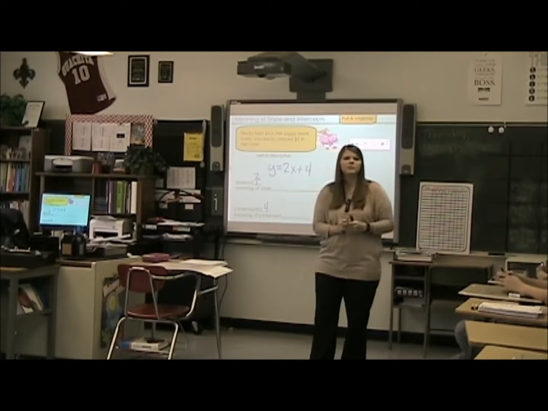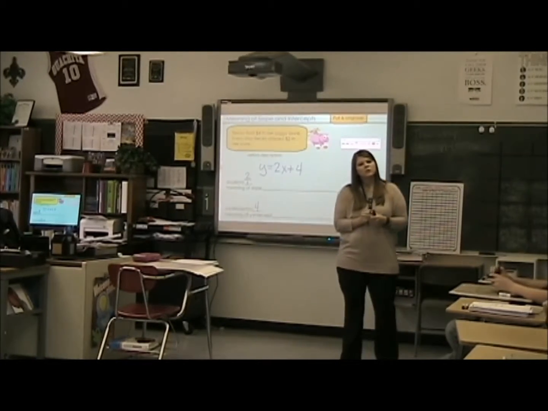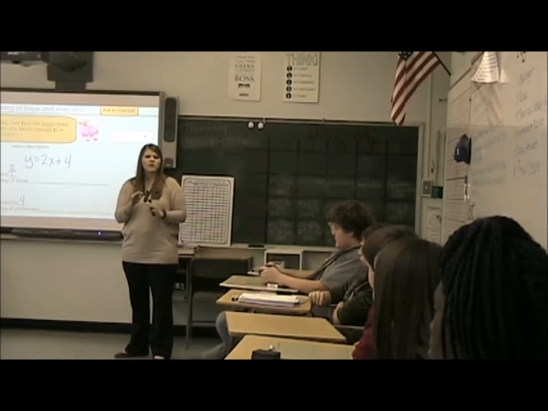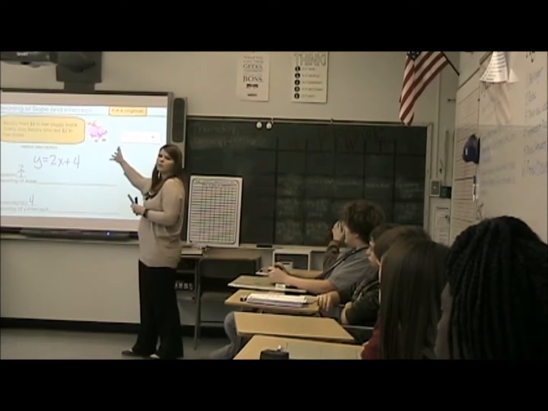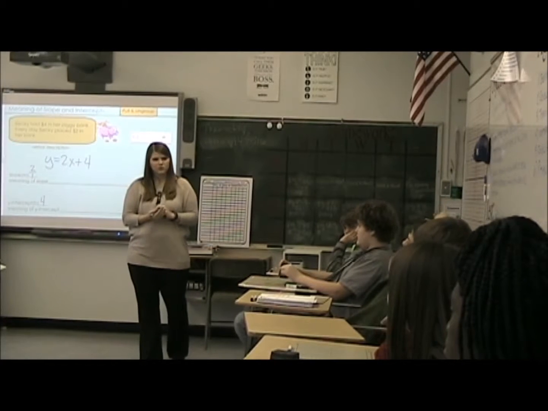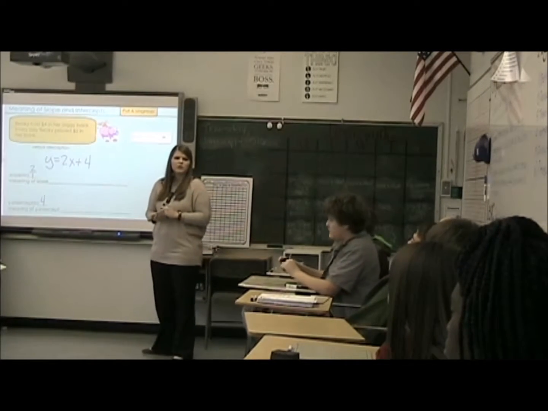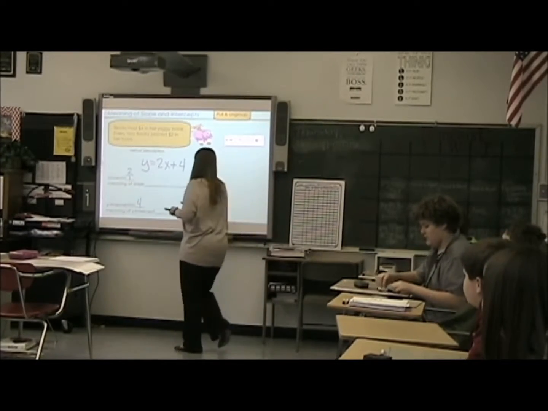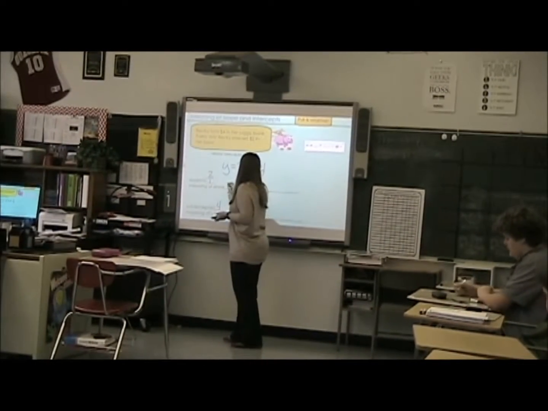Now, what does that slope mean in the context of the problem? What do you think, Will? It's gonna mean they're gonna rise 2 and go 1. What does that rising 2 running 1 mean in this problem? That's how much they're gonna add, $2 every single day. So it means how much she's adding each week. Good. Each day.